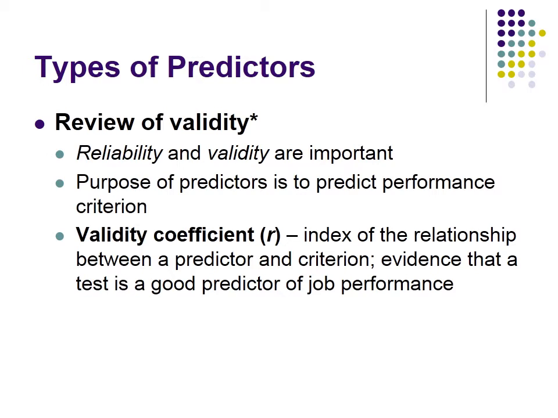So a validity coefficient is a correlation that we conduct between the predictor and the criterion. For example, we want to determine what's the relationship between your score on a rules of the road test and your actual performance as a driver over the next year. That would be looking for the relationship of a validity coefficient. It's evidence that that test is a good predictor of actual performance.